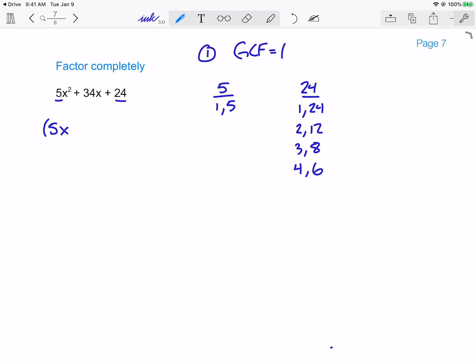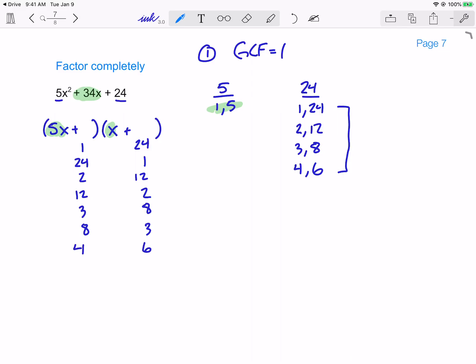So I've got 5x and x using my factor pairs of 5. And I know this is going to be a plus because I'm trying to make a positive 34x in the middle. So it can be any of these 4 factor pairs in either way, because the coefficients 1 and 5 are prime. So they're going to have nothing in common with these numbers here. And if 1 does, it doesn't matter, because a GCF of 1 really doesn't mean much for us. So I could have the 1, the 24, or the 24 and the 1. So I've got a total of 8 combinations to consider.